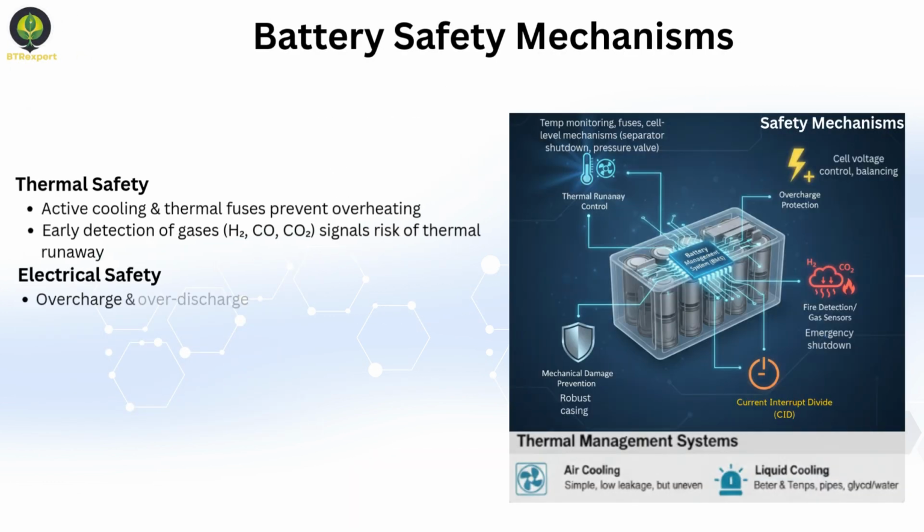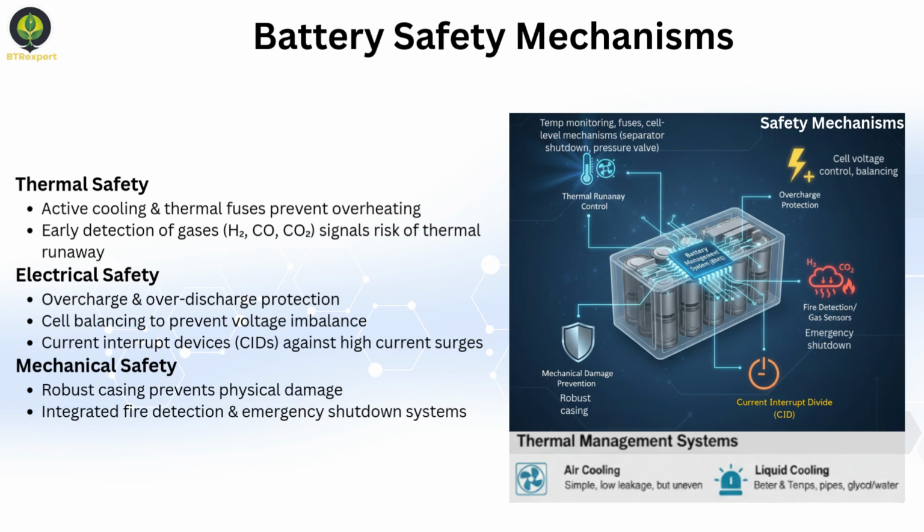Battery safety mechanisms work at 3 main levels. Thermal safety mechanisms prevent overheating and thermal runaway. Active cooling systems and thermal fuses protect the cells, while gas sensors detect hydrogen, carbon monoxide, and carbon dioxide as early warning signs of dangerous reactions.